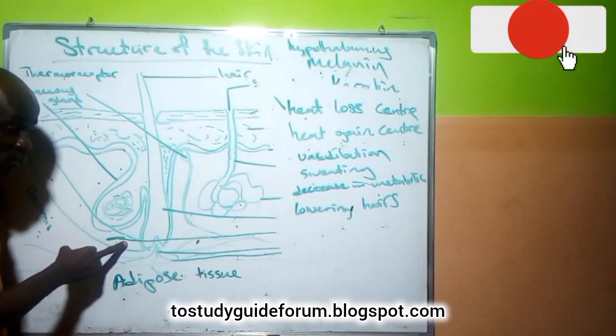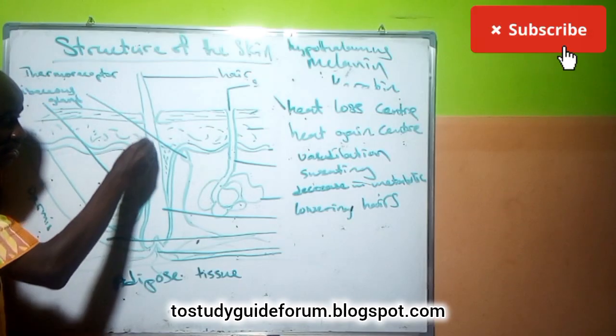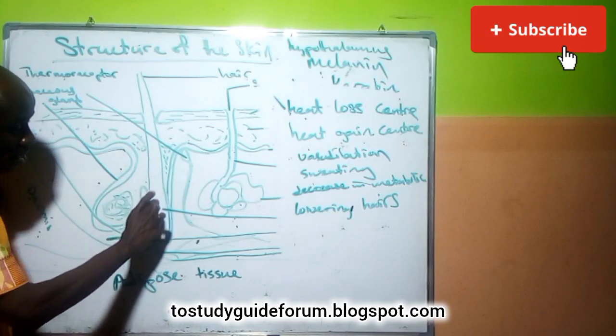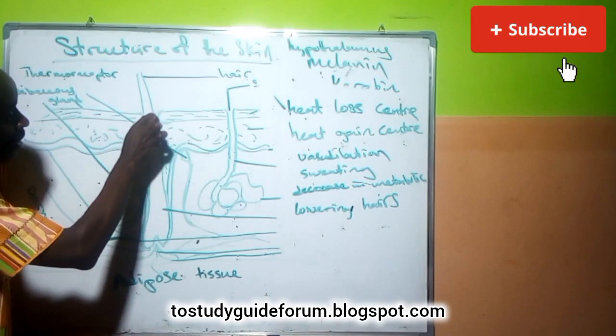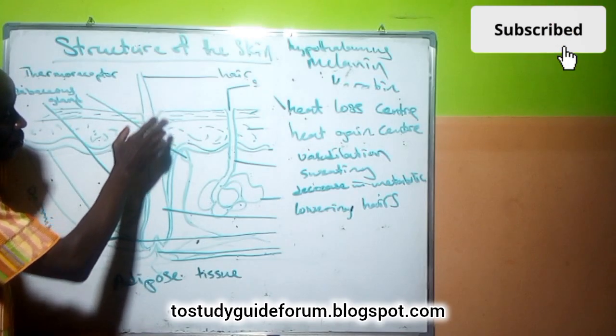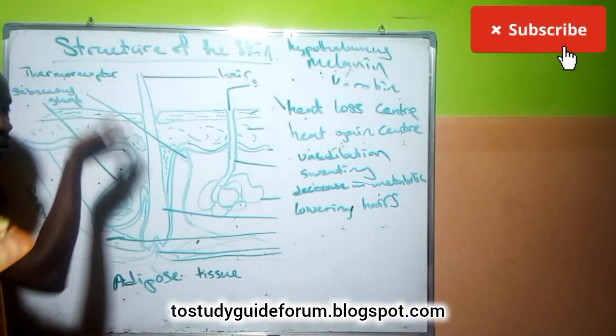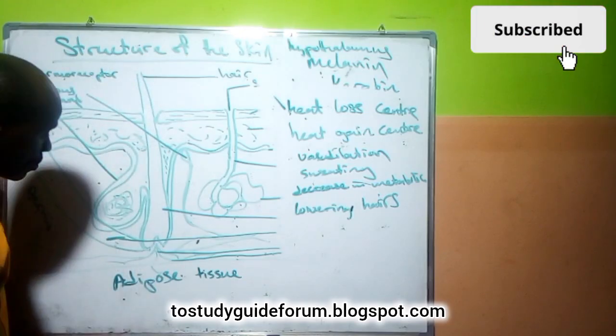This erector muscle will relax. As it relaxes, it draws this root, that is the hair, down, making this place open. As it opens, heat can also go out of this place through what? Convection. More heat will be passing out of it.